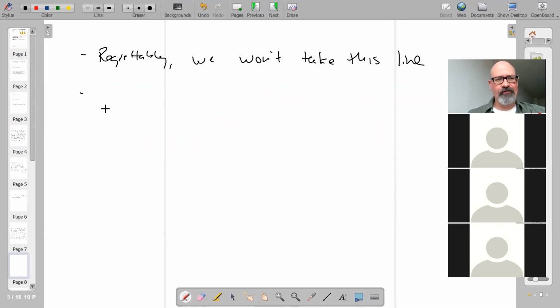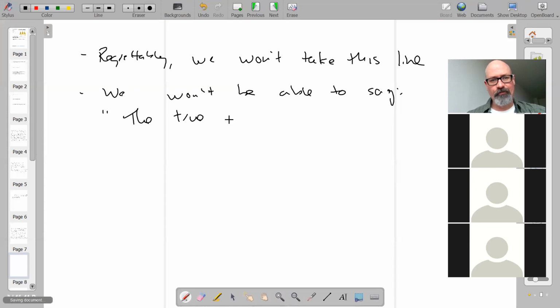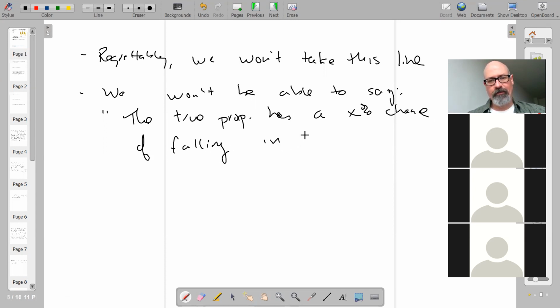So what I mean by that is, ultimately, we won't be able to say things like the true proportion has an X% chance of falling in the interval. If you have a fixed interval, let's just say the interval 3 to 4, we'll really never be able to say anything like that in this class.